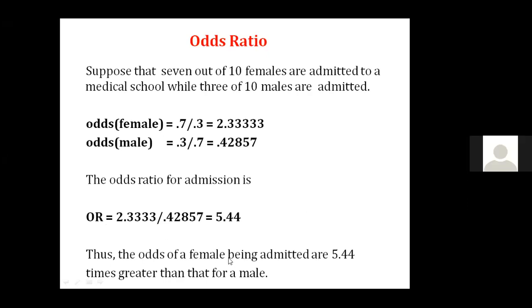Look at the odds ratio. So odds ratio says what are the odds of female versus male. So the odds are 5.44 times higher that they will be admitted to the medical school as compared to males. This is what we mean by odds ratio, and it is given in logistic regression.